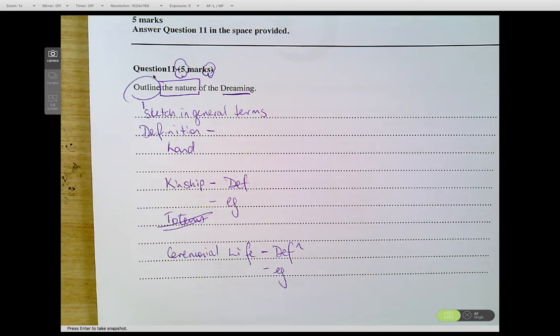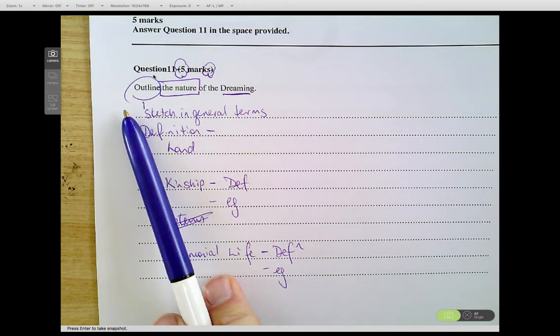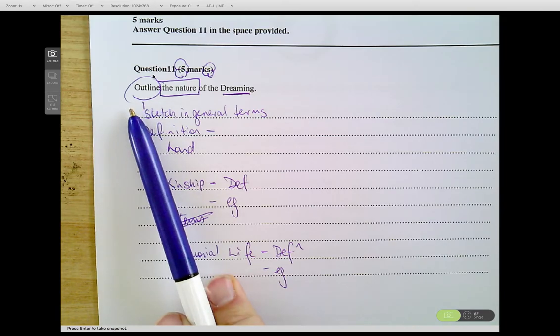And that would be enough to get us a 5 marker out there, simply because the average for this one would be around about 4 out of 5, because it's an outline. It's not asking us to do anything more detailed than that.